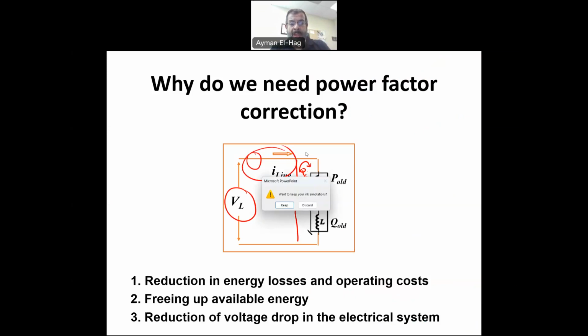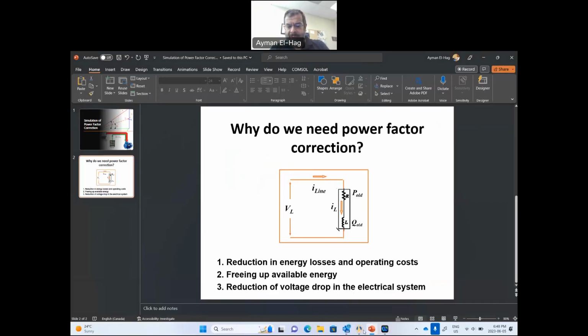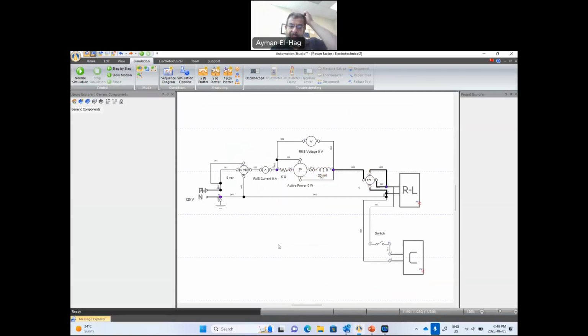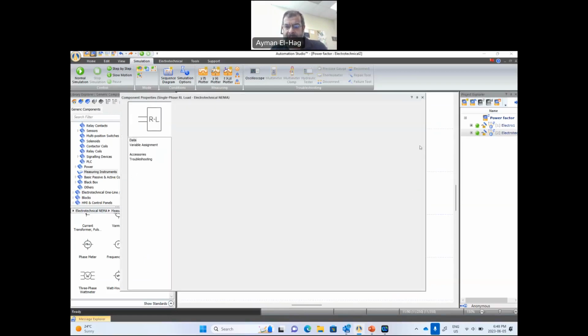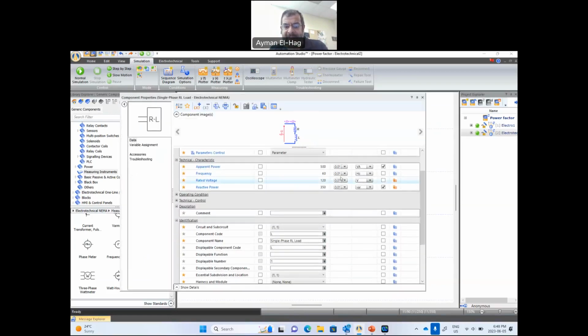So now let me show you a demonstration here using the automation studio, the advantages of connecting the capacitor bank. So basically, I have an RL load, single phase. The whole thing is single phase, but you can apply it to three phase as well. And this load, if you double click on it, has 500 total volt amp with the 350 var. Okay, so that is the total Q of the system.